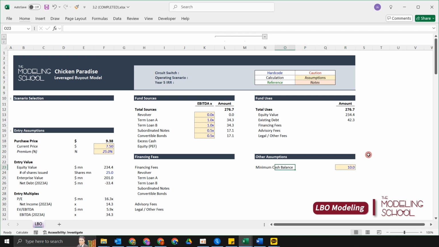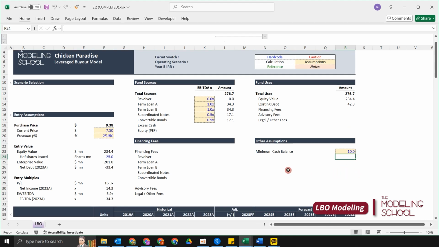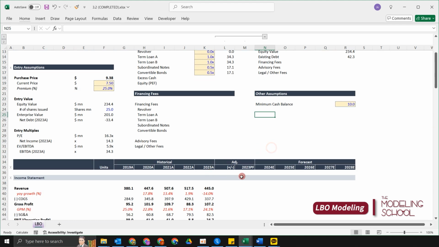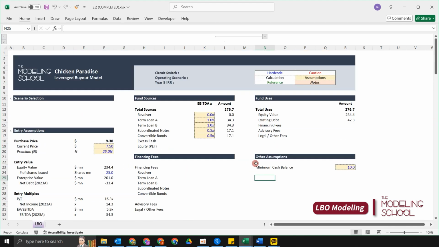And this minimum cash balance is the amount of cash that always has to remain for the company's daily operations. So just in case something happens, just in case the company needs cash, they always keep a minimum balance for operating purposes. If you have investing purposes like capex or something huge like M&A deals, usually there's going to be additional funding, but this minimum cash balance is usually just for operations.